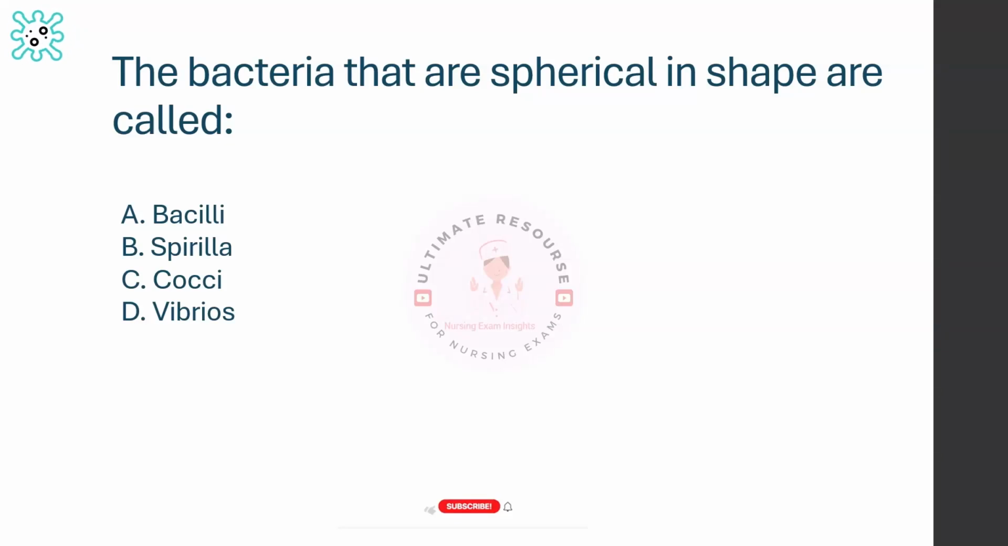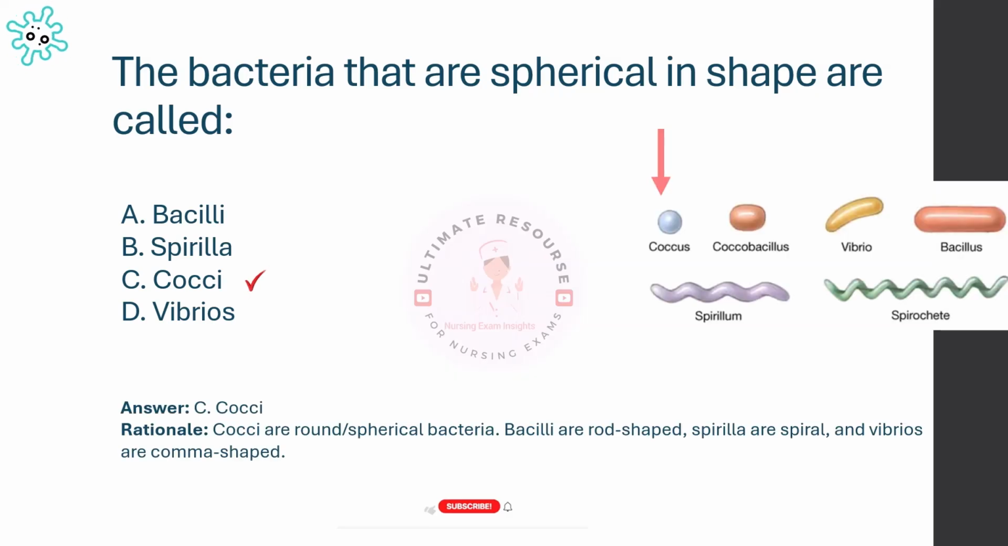The bacteria that are spherical in shape are called, options are A. Bacilli, B. Spirilla, C. Cocci, D. Vibrios. The answer is C. Cocci. Cocci are round spherical bacteria, whereas bacilli are rod-shaped, spirilla are spiral, vibrio are comma-shaped bacteria.